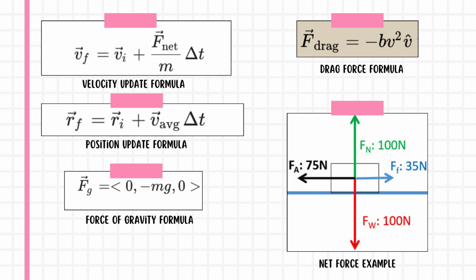When the net force is constant, we use the arithmetic average of the initial and final velocity in place of v average. But when the net force is not constant, we assume v average to be equal to the final velocity in the equation. Gravity near the surface of the Earth is a constant force that always points downward, and it only impacts the y component of motion.